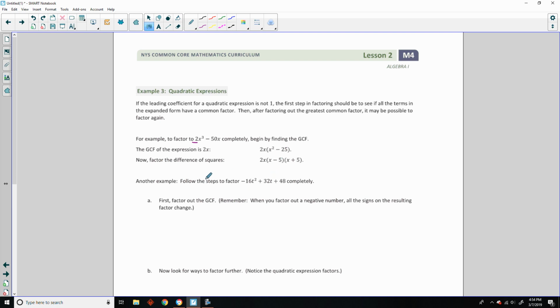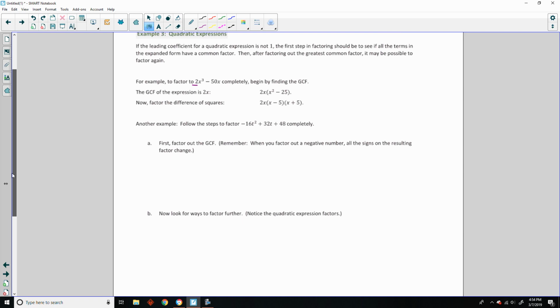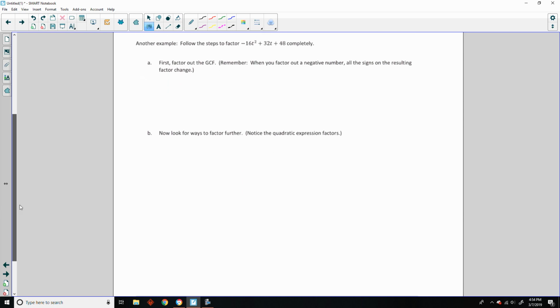Another example, follow the steps to factor negative 16t squared plus 32t plus 48 completely. So it says A, first factor out the GCF. Remember, when you factor out a negative number, all the signs on the resulting factor change. So I know 16 will go into 32 and 16 will go into 48, so I can factor out the negative 16. There's a t squared, there's a t, but there's no t here, so this is all I can factor out. The greatest common factor is a negative 16.